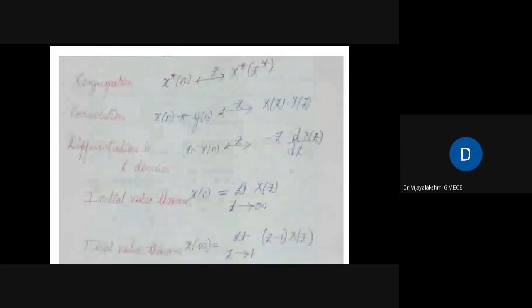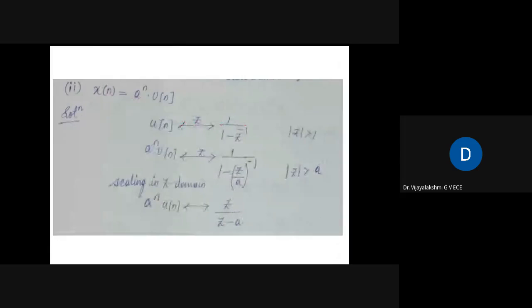I have x of n which is equal to a power n into u of n, which means the signal is multiplied with a power n. You can just recall which property can be used here. A power n into u of n. So let's go back to this table. Now u of n is our reference, so I have here alpha power n into u of n. I have to use the scaling in the Z domain property, and find the Z transform of a power n into u of n.